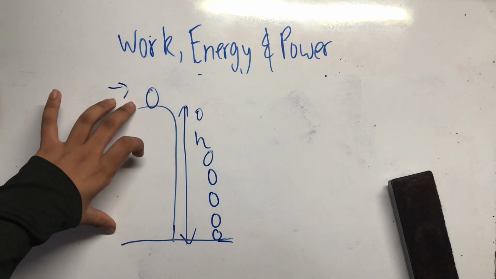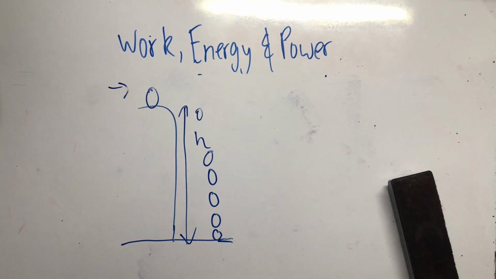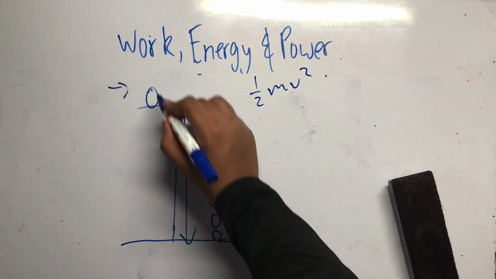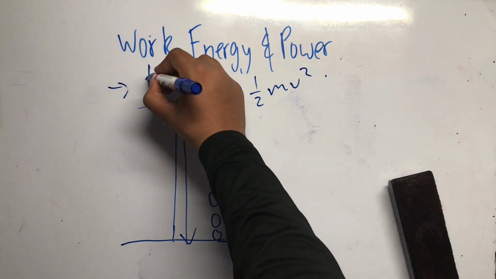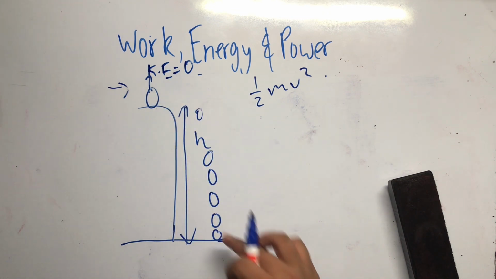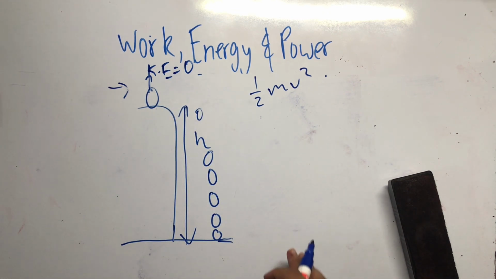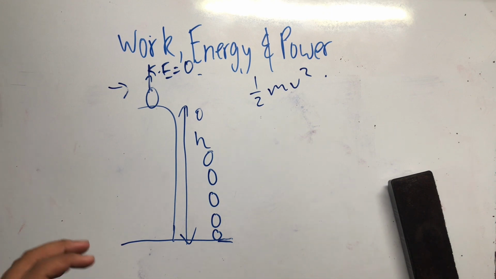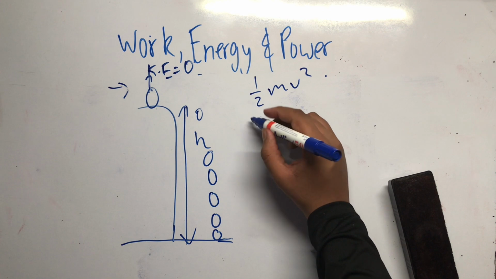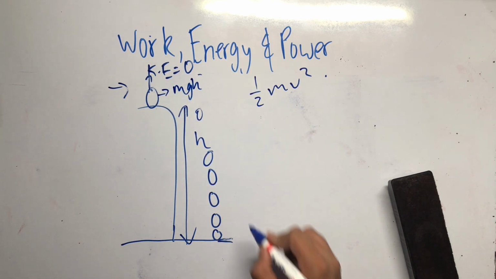So when the object is on the top of the cliff, it is stationary, and we said that the kinetic energy is equal to 1 upon 2 mv square. So if v is equal to 0, then at this point, which is the highest point, the kinetic energy is equal to 0. Because the object has no kinetic energy, it does not possess any energy at all, it possesses certain energy due to its gravitational potential energy. And here the gravitational potential energy is at its max, because this is the highest height at which the ball can be placed, and the gravitational potential energy here is equal to mgh.